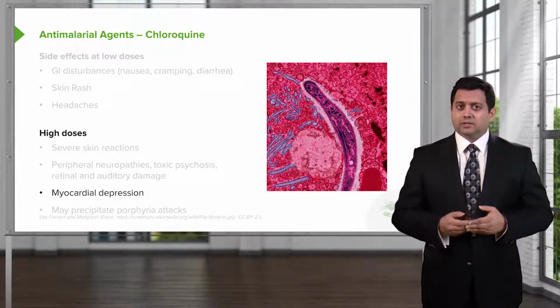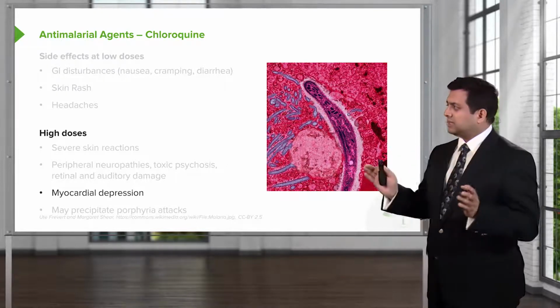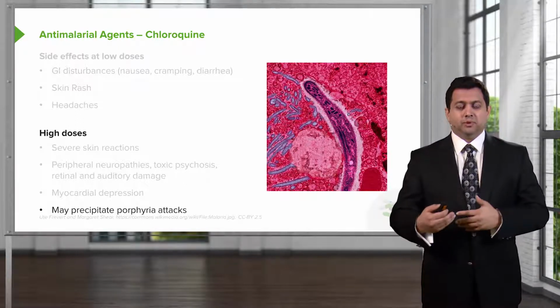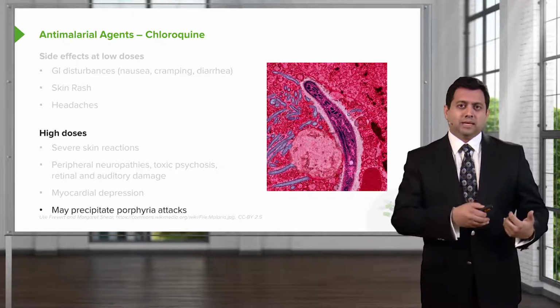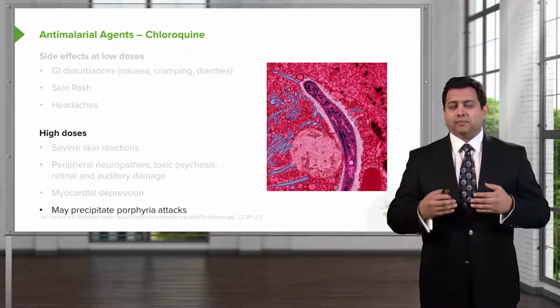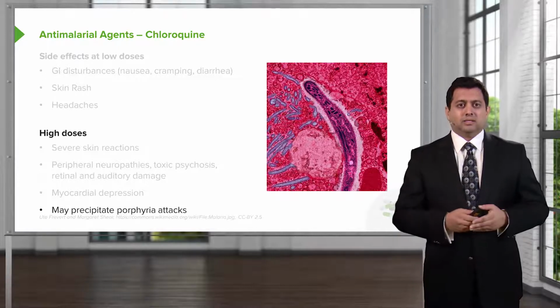At very high doses of chloroquine, we actually can see myocardial depression, and this is usually in cases of overdose. We may also precipitate porphyria attacks because remember, heme is an integral part of the porphyria metabolism system, and by altering the levels of heme in the blood, you can cause a porphyria attack through chloroquine.